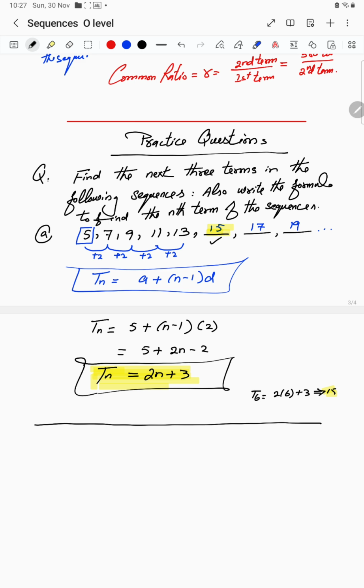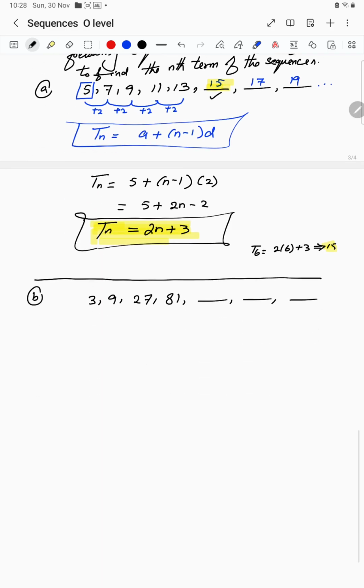Another example, part B: 3, 9, 27, 81, and then the missing terms. You have to find the missing terms and then a formula. First, check what kind of sequence this is.